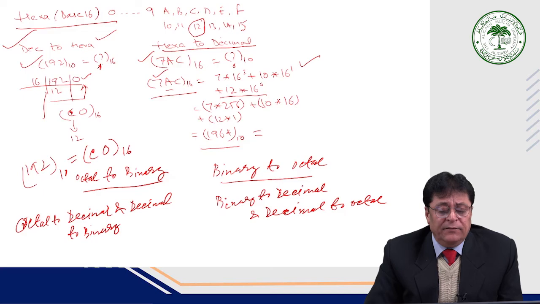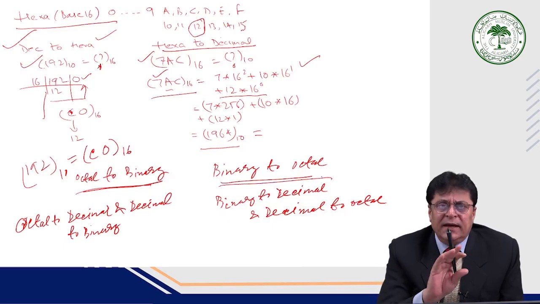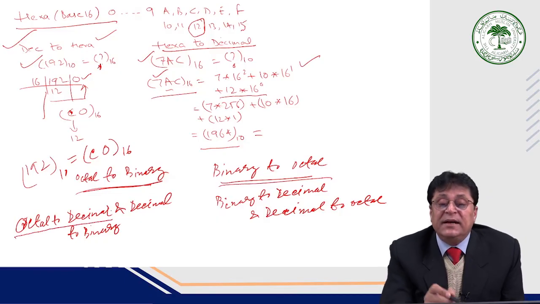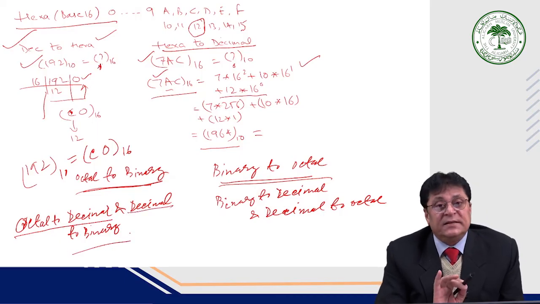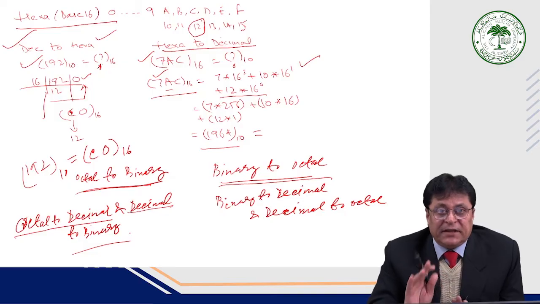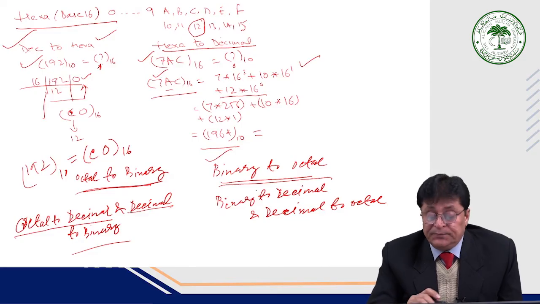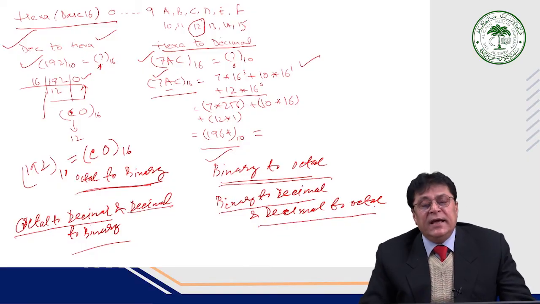In the same way, we can convert an octal number to a binary number, or binary to octal. The procedure would be slightly different. We will first convert the given octal number into the equivalent decimal number, as we have just seen. Then we will convert the decimal number to a binary number. This is a better method. Another conversion, binary to octal: we will first convert the binary number to a decimal number, then the decimal number to an octal number. So this is the natural way we will proceed.